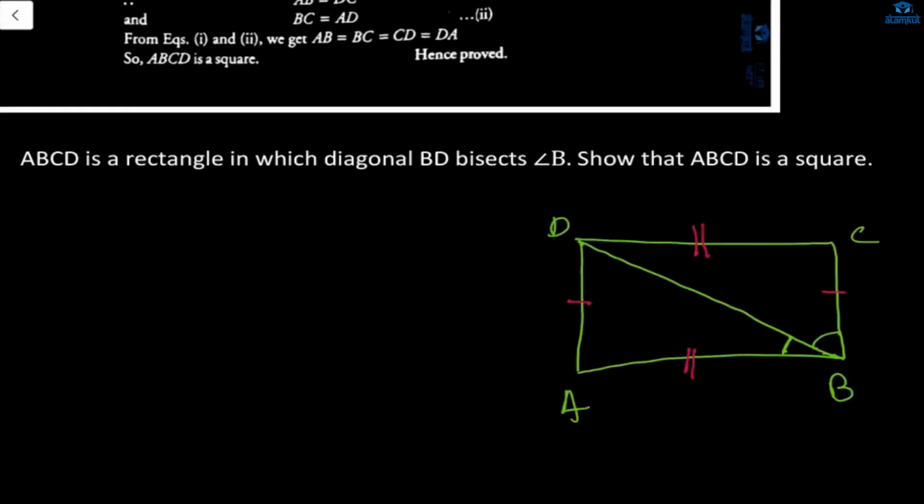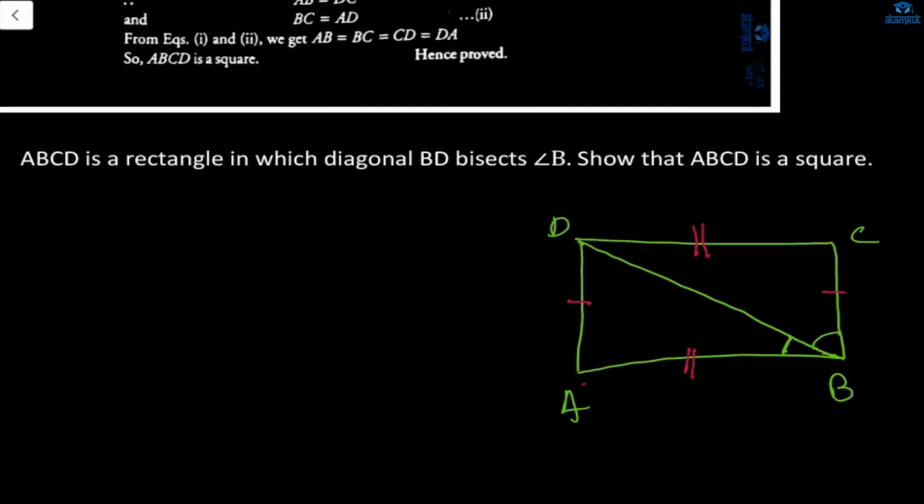AD is already equal to BC. We have to prove that AB is equal to BC. If we are able to prove AB is equal to BC, we can take another triangle also and similarly prove that. And then from CPCT we can say that the sides are equal.